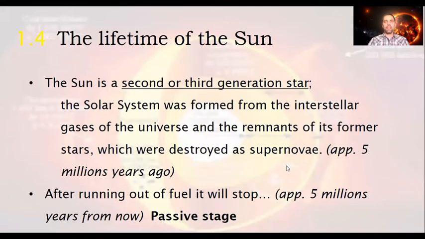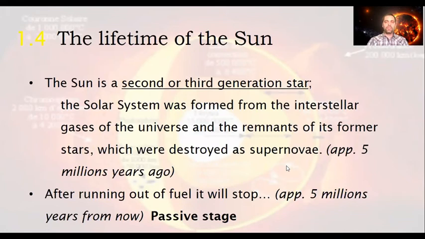The last chapter in this video is about the age of the sun. Our sun is a second or third generation star. This means the solar system was formed from the interstellar gases of the universe and the remnants of its former stars, which were destroyed as a supernova. It happened approximately 5 million years ago. This is evidenced by the presence of heavy elements, iron, gold, uranium, and so on, as these substances are typically formed during supernova explosions or in first-generation stars.